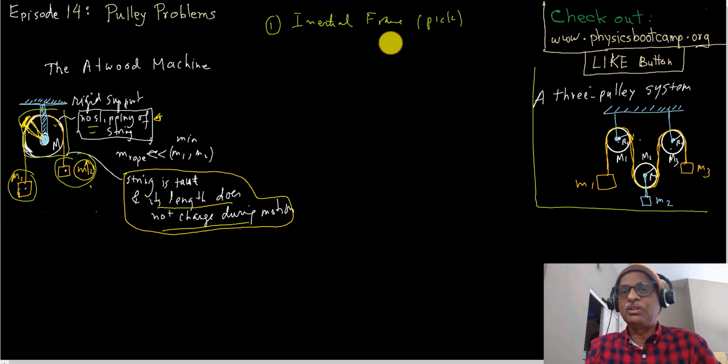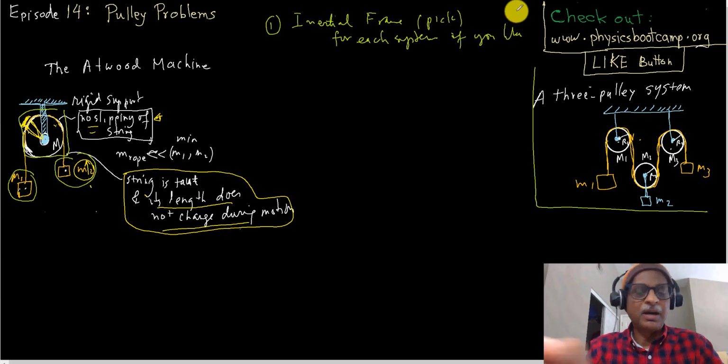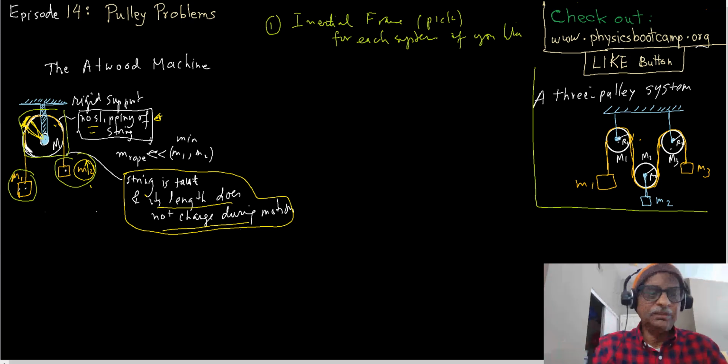You can have an inertial frame for each system if you like, or you can have one that you use for each one of them. So let's see, you could have something like this. There's one inertial system I can see that can be very convenient.